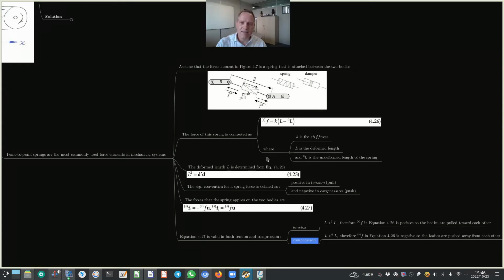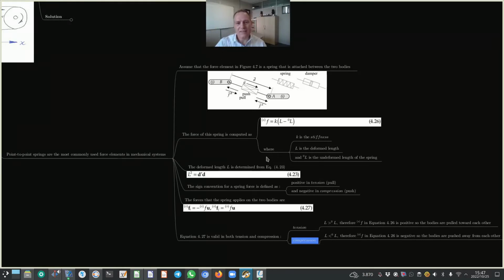Alright, so I've got a small spring here in my hand, and just to explain or illustrate what that second bullet point is saying. So in compression, the deformed length is less than the undeformed length. Okay, and if I do this to the spring, it's pushing my fingers apart, away from each other.